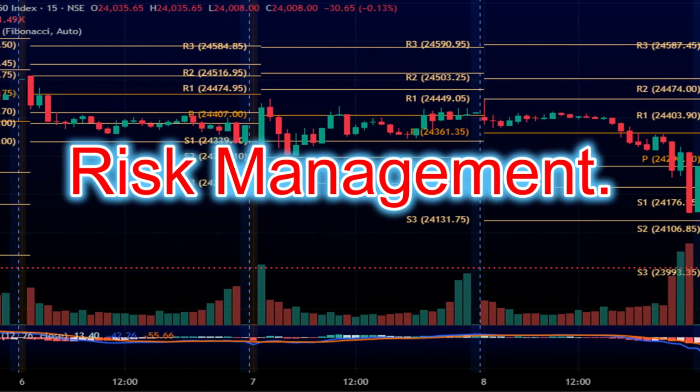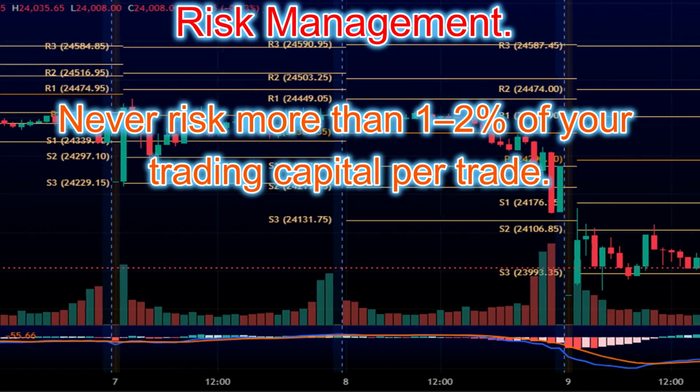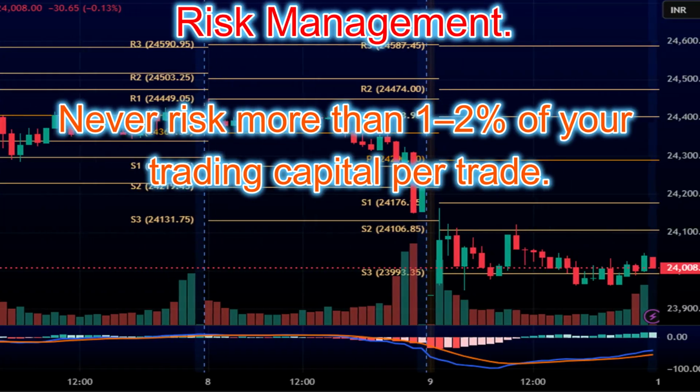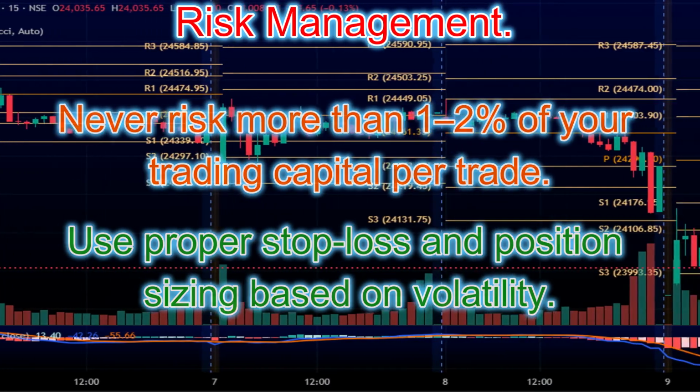Risk management. Always manage risk. Never risk more than 1 to 2% of your trading capital per trade. Use proper stop loss and position sizing based on volatility.